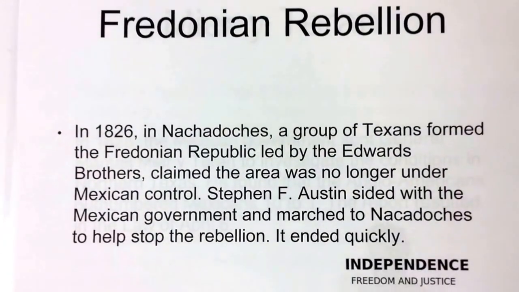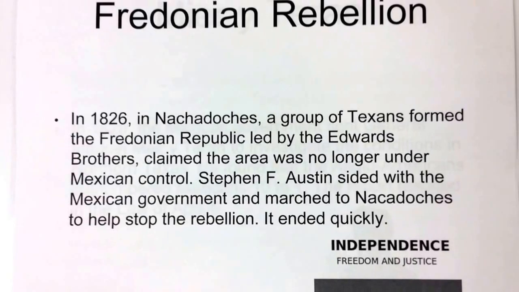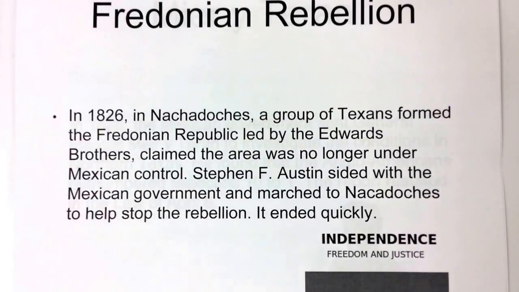Now, the next part that we have is our Fredonian Rebellion. The Fredonian Rebellion happened in 1826 in the city of Nacogdoches, again, back to East Texas and Nacogdoches. A group of Texans formed the Fredonian Republic led by the Edwards brothers. They claimed the area was no longer under Mexican control, and Stephen F. Austin had to step in. He has a lot of pull and a lot of say with the government, and he chose to side with the Mexican government and helped march to Nacogdoches to help stop the rebellion.